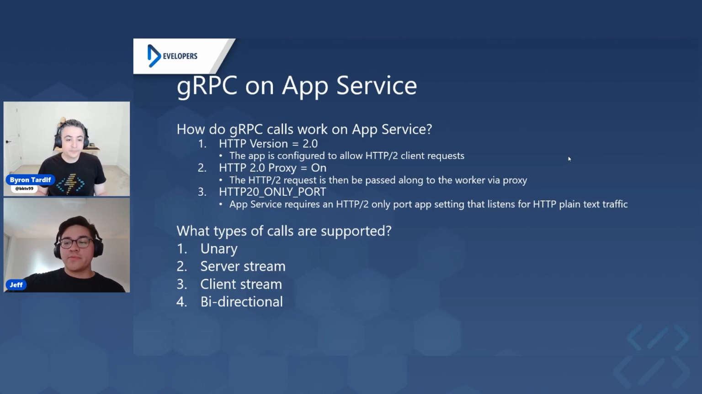Now, how does it work on app service? First, the app will be configured to allow HTTP2 client requests. Then that request is forwarded to the worker via the proxy. And lastly, app service requires an app setting port number that only listens to HTTP2 requests. If you're familiar with app service, you can kind of tell that these look like config values that you'll need to set for your app to work with gRPC. And this is a list of the gRPC calls that are supported. So Unary, server, client, and bidirectional streaming.